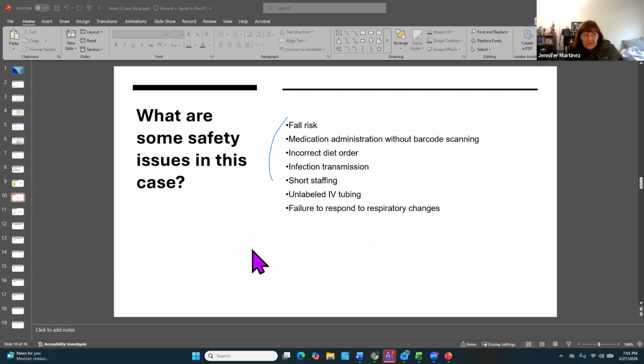We talked about the safety issues, right? We talked about him being a fall risk, medication administration without barcode scanning, right? We know how important documentation is. So what's the issue here if we don't have the barcode scanner? What's the issue with that medication?